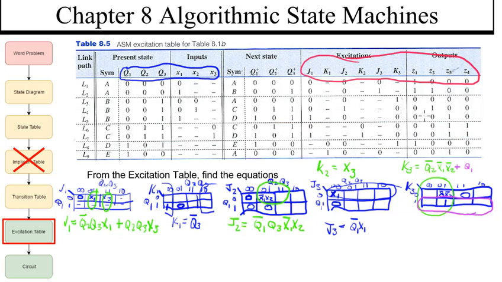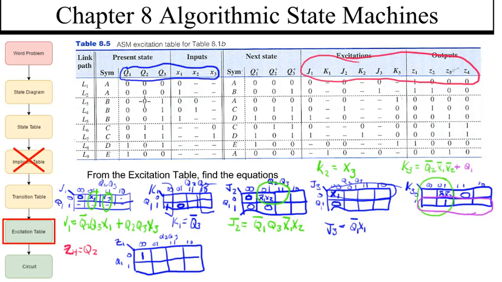Okay, so let's look at these outputs. Oh, we got a mixture of Mealy and Moore in here. So we're going to have to worry about that one. There's some Mealy in here. This is the only pure Moore one, which is pretty easy. Z4 looks like it is Q2. Z4 equals Q2.